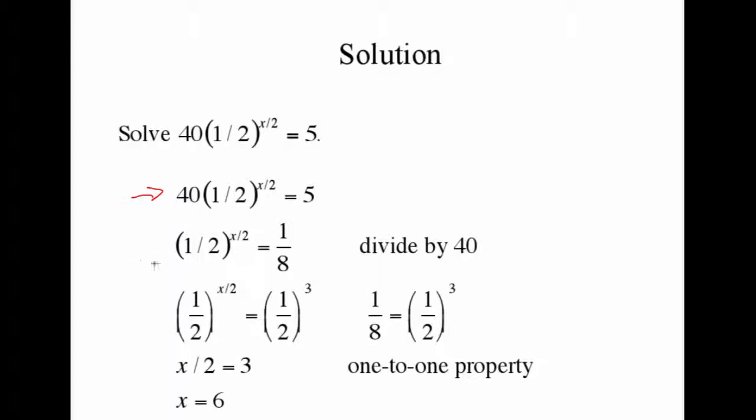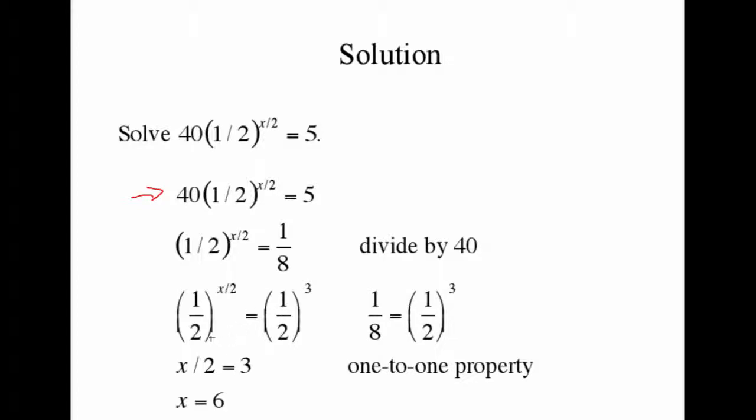So the first thing we would do is to divide both sides by 40. And that would give us 1/8 on the right side of the equation. And then we have to be a little creative here. On the left side we have a base of 1/2. In order to use the one-to-one property, we want to re-express 1/8. And what we do is we re-express 1/8 as the fraction 1/2 to the third power.